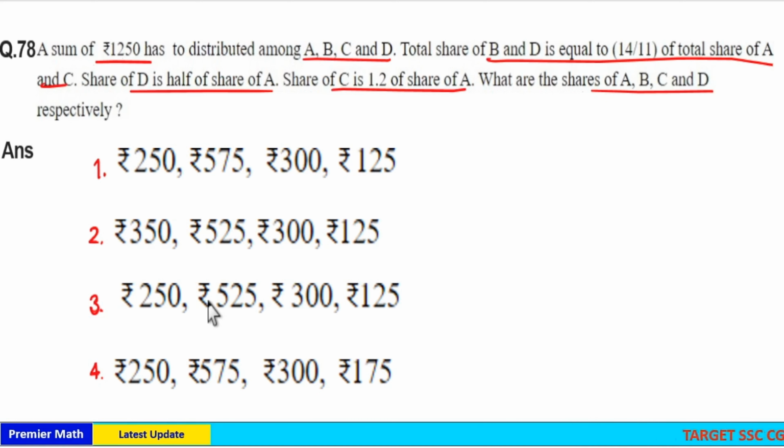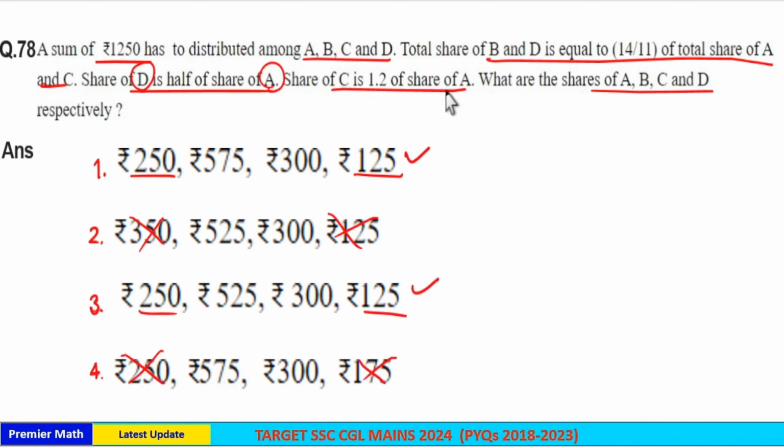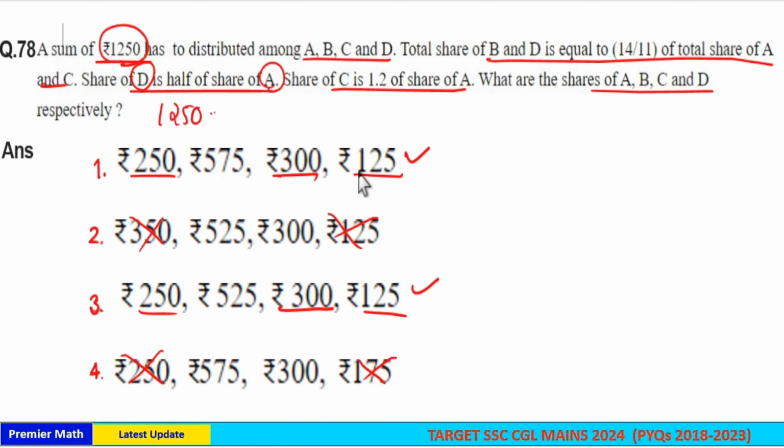Here, the share of D is half of A. If you look at the options, 250, 125 correct; 350, 125 eliminated; 250, 125 correct; 250, 175 eliminated. Now the share of C is 1.2 times the share of A, but here the share of C is fixed, which is 300. Now A, C, D are fixed, which means the sum of A, B, C, D is 1250. So the share of B is equal to 1250 minus the sum of A, C, D, which is 250 plus 300, 550, 550 plus 125 is 675.